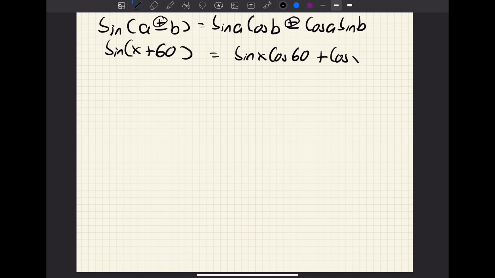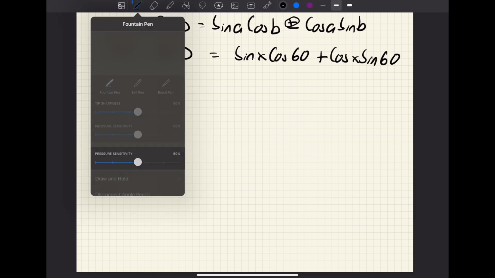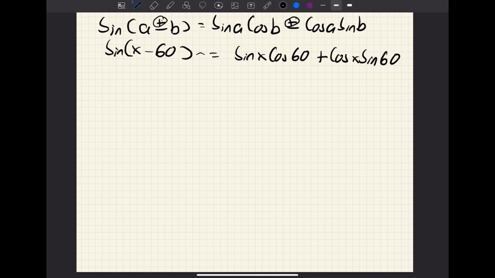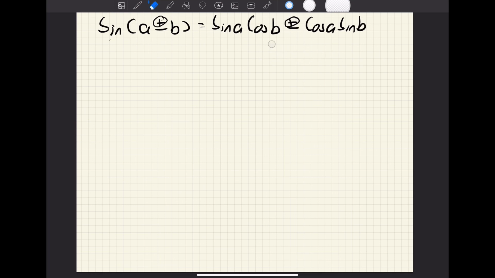Otherwise, let's cover this. If instead of a plus, there was a minus over here, we would also have to rewrite this as a minus. Okay, hope you guys got that. I'm just going to erase this entire example, and let's move on to compound angles for cos. Cos A plus minus B.